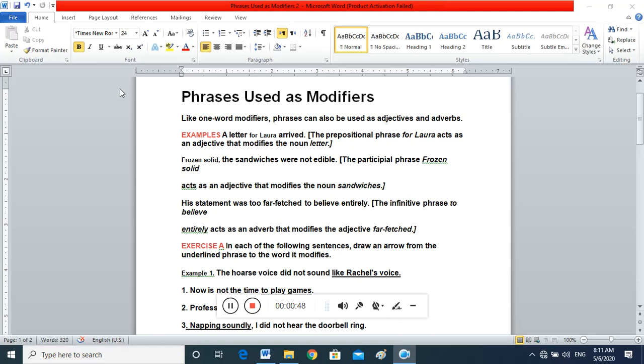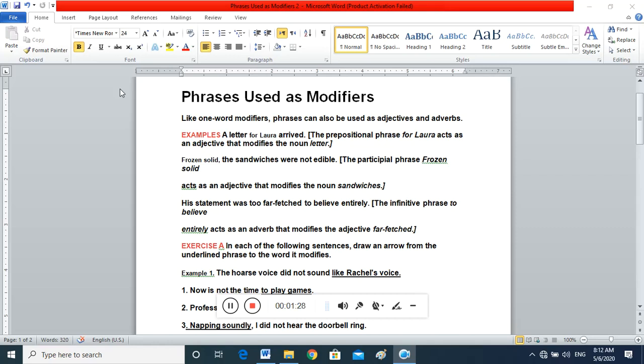Like one-word modifiers, phrases can also be used as adjectives and adverbs. Example: a letter for Laura arrived. For Laura here is a prepositional phrase. For is a preposition, like in, with. For Laura here acts as an adjective which modifies the letter, the word letter.